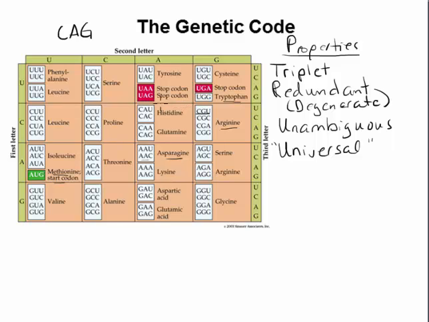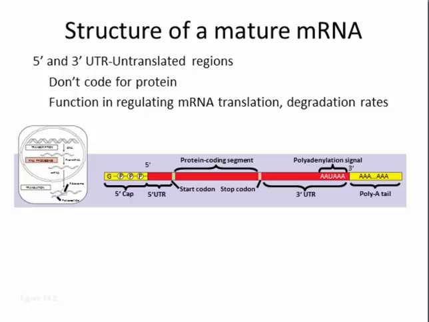Now, why do we need start codons and stop codons? It seems like you could just maybe begin at the beginning of the mRNA and end at the end of the mRNA. Well, it doesn't work that way for the following reason. The protein coding region of an mRNA is some internal segment of the complete mRNA.